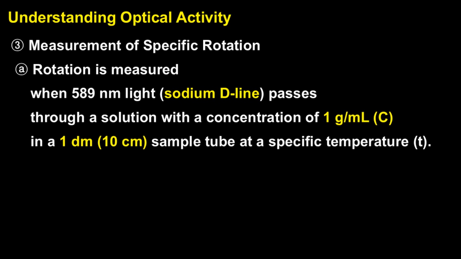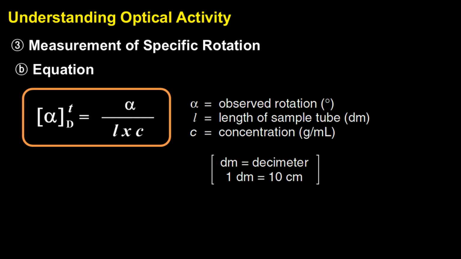To measure specific rotation, we use light with a wavelength of 589 nanometers. That's called the sodium D line. The light passes through a solution with a concentration of 1 gram per milliliter in a sample tube that's 1 decimeter long, or 10 centimeters. The measurement is taken at a specific temperature to keep it accurate. It's a standardized setup that helps us get consistent results.